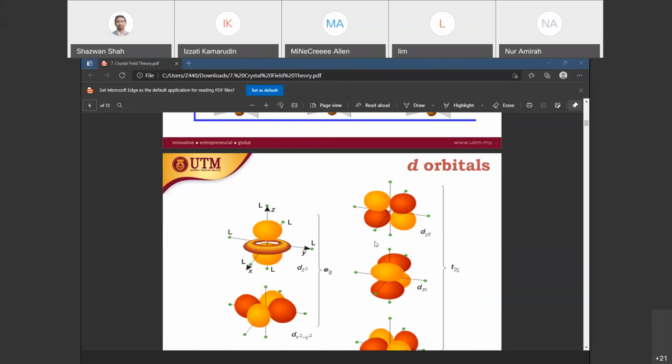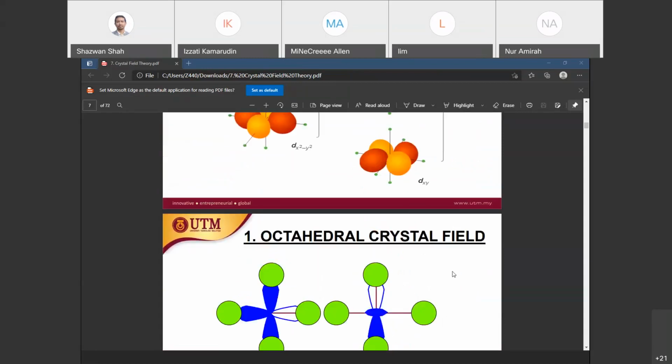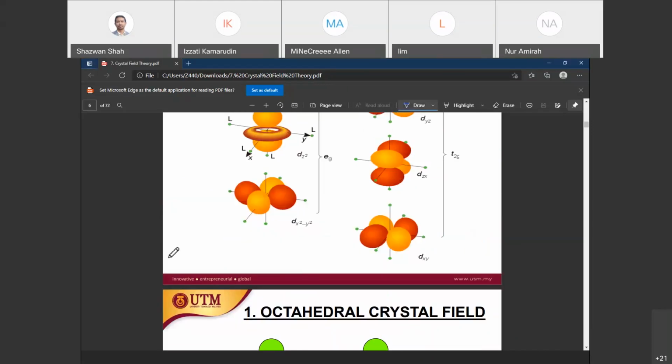So in this chapter, you should be able to draw the 5 different sub-orbitals of d orbitals. Okay, dxy, dx square minus y square, dz square, dyz, dxz. And also you should be able to distinguish which sub-orbital occupies the lower energy level and which sub-orbital occupies the higher energy level.